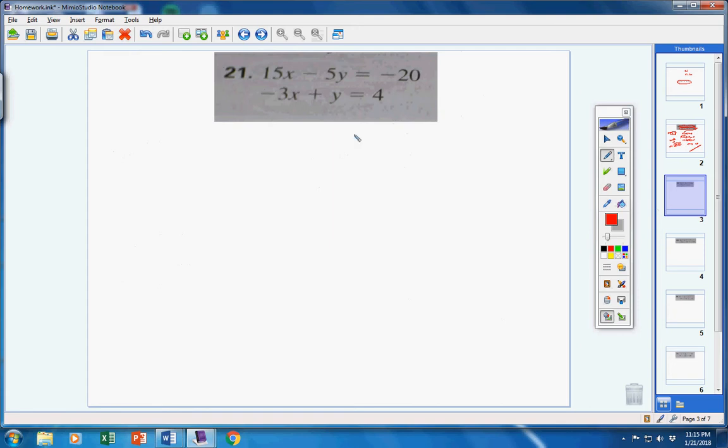Do you see a variable anywhere that's isolated? No. Next step, do you see a variable with no coefficient? Yes, right here. So that's the one you want to get by itself. So bring the 3x over, make it a positive 3x, and you're left with y equals 4 plus 3x. Okay? So we go to the other equation up here, and where the y is right here, we're going to substitute 4 plus 3x. Okay? So here we go.